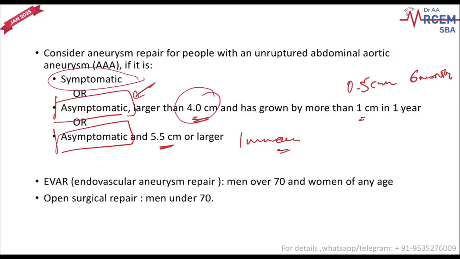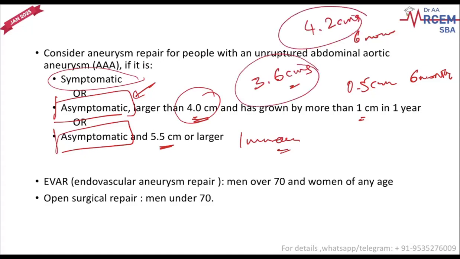For example, 6 months back he had come, it was 3.6 centimeters. It has been documented. You are able to see the old records. Now you have done a scan and it has turned out to be 4.2 centimeters. In the last 6 months it has grown from here to here. So it has increased by 0.6 centimeters over 6 months. This is an indication because it is greater than 4 centimeters. At the same point of time, it has enlarged by more than 0.5 centimeters over the 6 months.